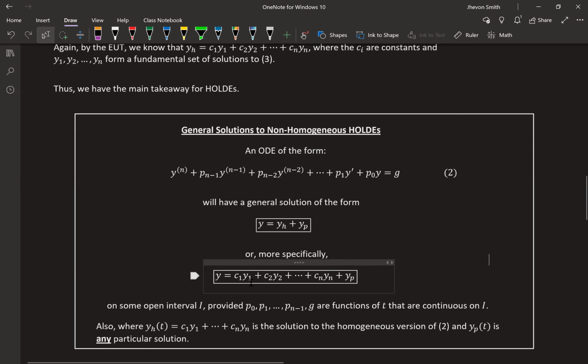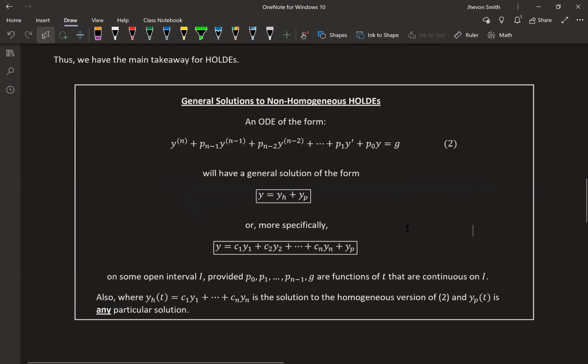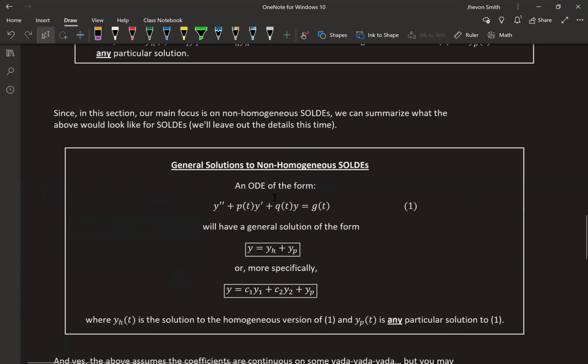So I know that if I can find a fundamental set of n solutions to the homogeneous version, plus some specific solution to the non-homogeneous version, if I add them, I get the general solution to this ODE here. What does this look like for second order linear differential equations that are not homogeneous? Well, again, your general solution is YH plus YP. And if you spread that out, this is what it's going to look like: C1Y1 plus C2Y2 plus YP. That's what it will look like for a second order non-homogeneous.